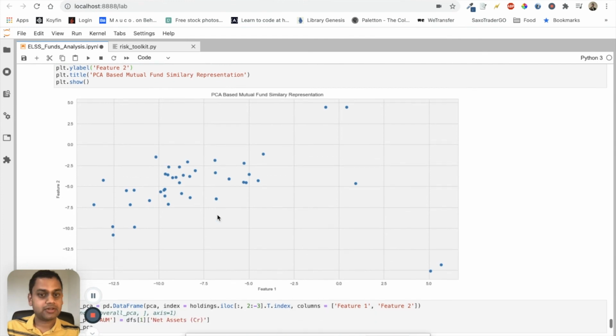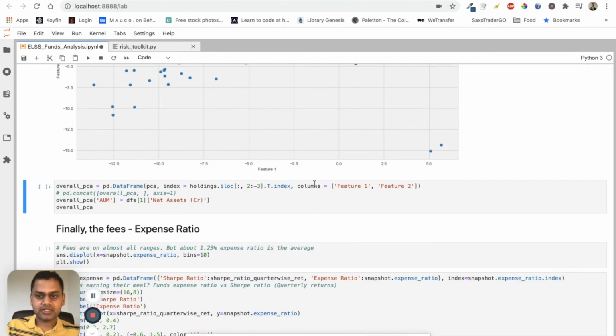This data now shows a trend in that these funds are similar, these funds are similar, this fund here is very different from the others, and then you have a small cluster here of different funds, and then you have a cluster here of different funds. So you can see there are straight away 1, 2, 3, 4, 5 different clusters.